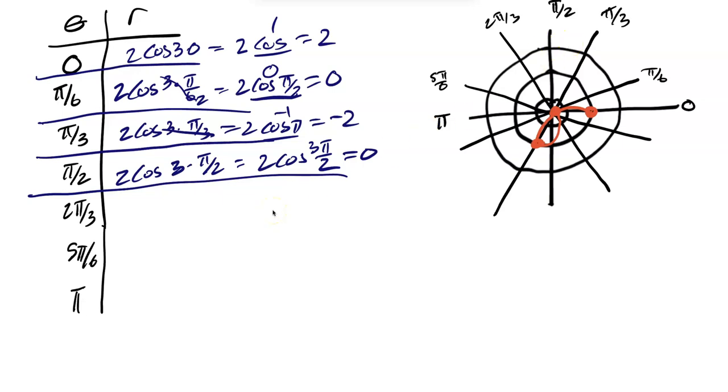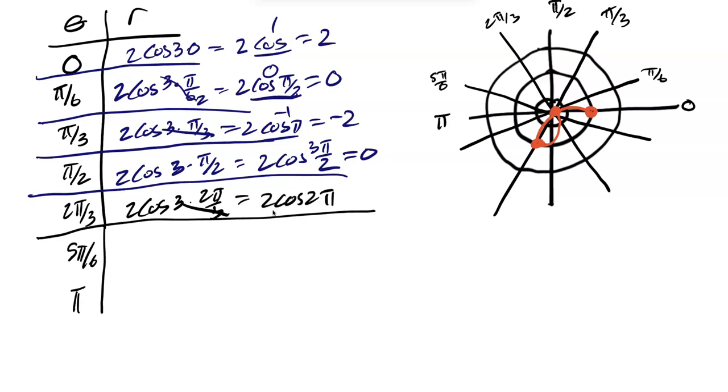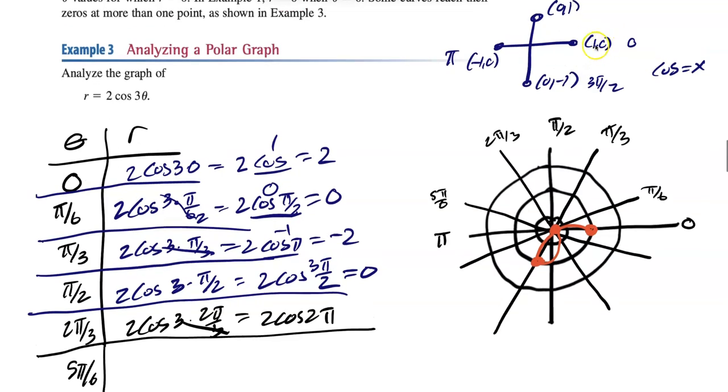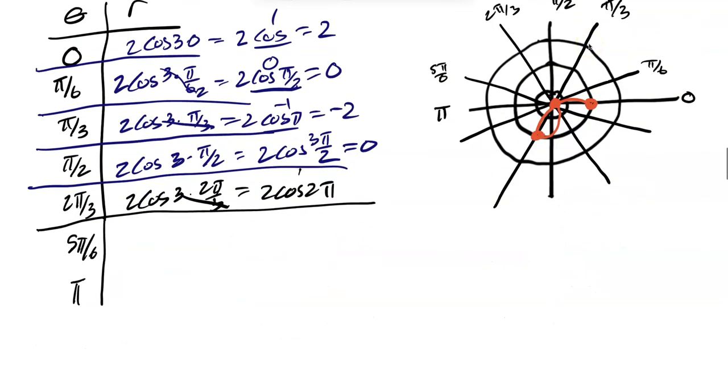Next one, 2 pi over 3. 2 times cosine of 3 times 2 pi over 3. Those cancel out, we just get 2 cosine of 2 pi. Cosine of 2 pi is the same thing as cosine of 0, so it's 1. So it's just 2. So again, watch how we write this. At 2 pi over 3, which is this line here, we're going to go to 2. So we're going to go up to 2 here. Like that. Okay. So my graph, if it keeps on going, it's going like this now.